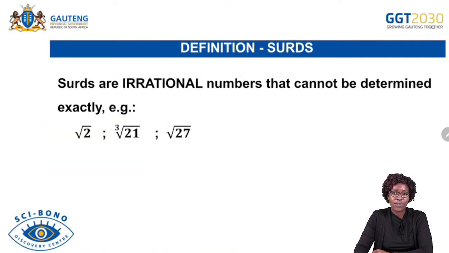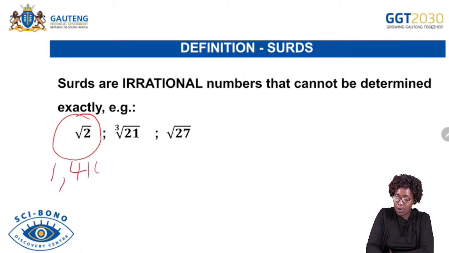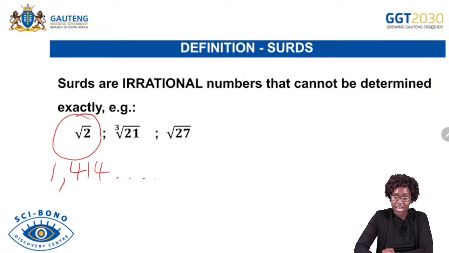So before I continue, let me start by defining what a surd is. A surd is a rational number that cannot be determined exactly. Right? When we're saying it cannot be determined exactly, if you look at your calculator, you take the square root of 2. The square root of 2, when you punch in onto your calculator, if you do that quickly, it will give you a decimal number, which is 1,414, and the decimal continues. That's what we mean we cannot find the exact value of the square root of 2.